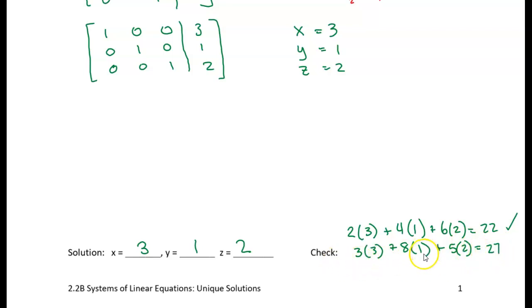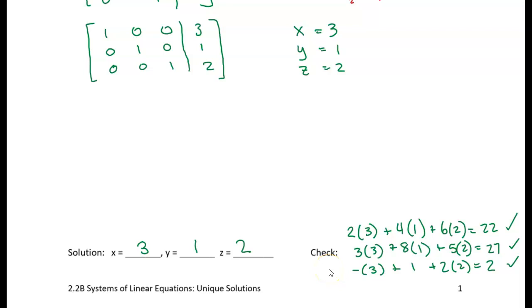And that should equal 27. So we have 9 plus 8, that's 17. 17 plus 10 is 27. Perfect. That works. The last equation is negative x, so negative 3 plus y, which is 1, and then plus 2z, which is 2, should be equal to 2. So I have negative 3 plus 1, that's negative 2, and negative 2 plus 4 is a positive 2. That works.